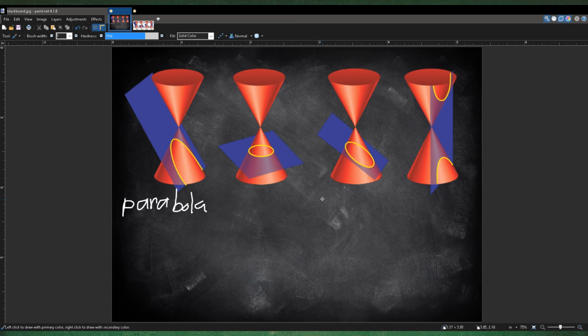Next up is ellipses. Ellipses are made when a plane intersects one of the cones, but at an angle. So it kind of makes this. But a circle in this case, which is also an ellipse, a circle is a type of ellipse. It's when this plane is parallel to the base of the cone, the circle right here. So then this makes a circle.